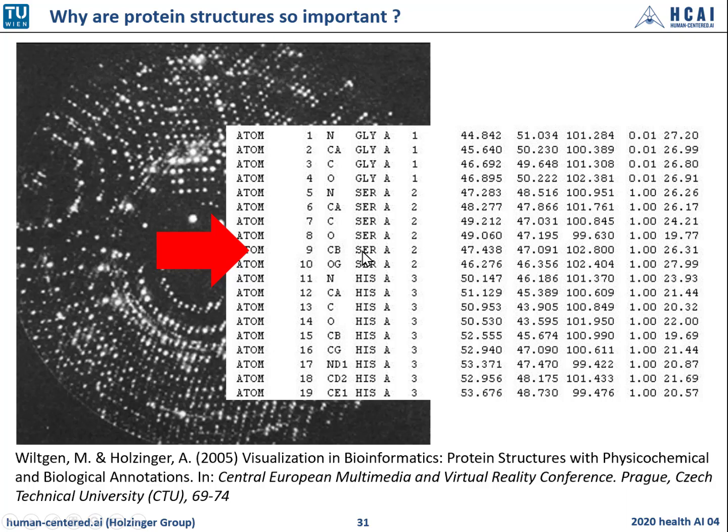So the shape of such a protein is critical for its function, because it determines whether the protein can interact with other molecules as well. So protein structures are complex and important, and this is a typical example of that data.